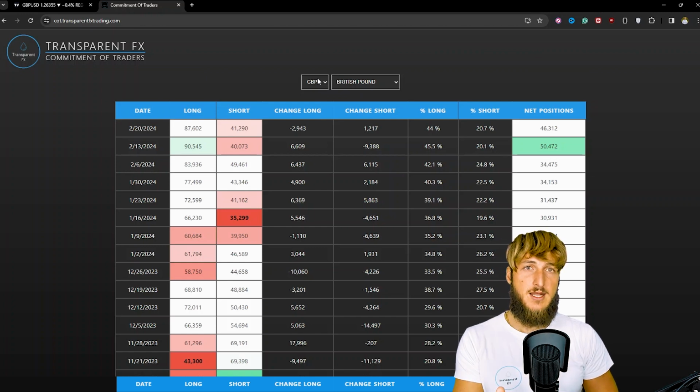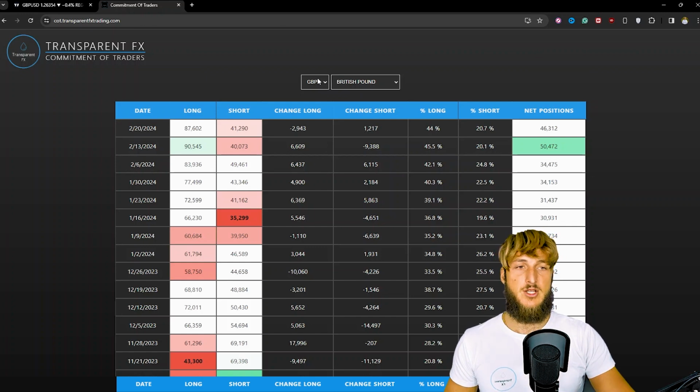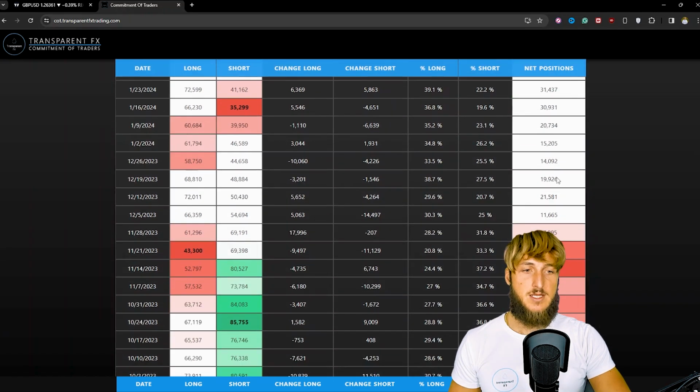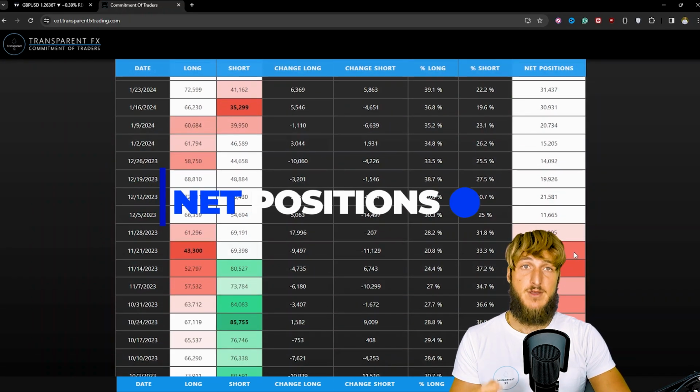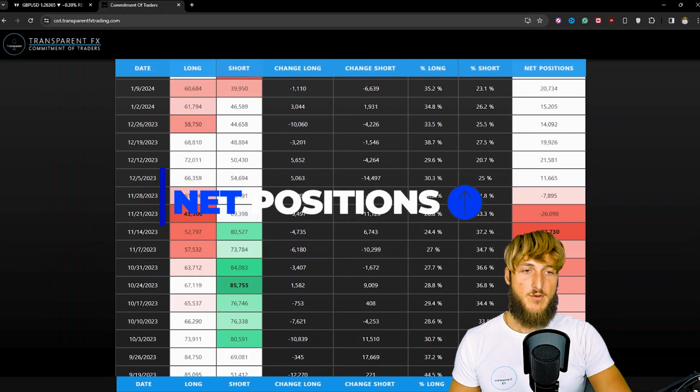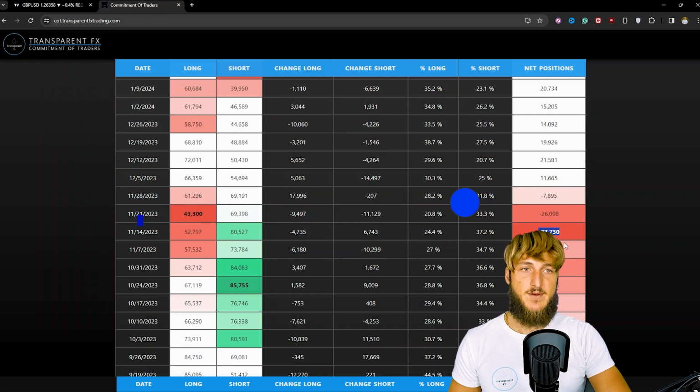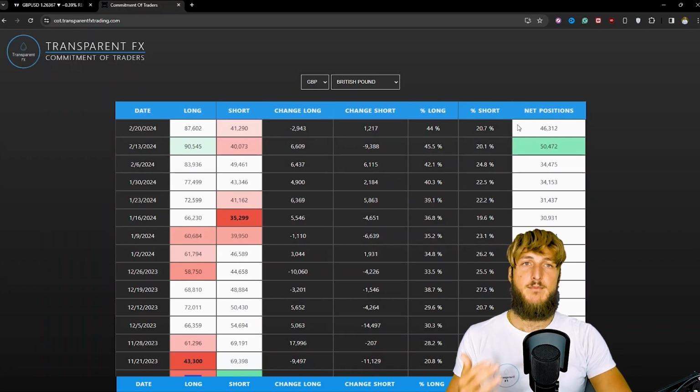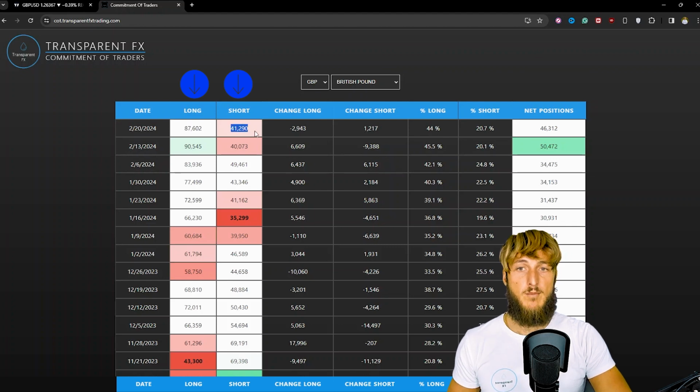So if you're looking at the data for the GBP already, you're looking at GBPUSD. And what we can see is that with the last reports, net positions have increased quite a bit. We went from having minus 27.7k net positions, a situation in which we had way more shorts than longs, with 80.5k shorts compared to only 52.7k longs, all the way up to now having a positive net positioning of 46.3k net positions with 87.6k longs compared to only 41.2k shorts.